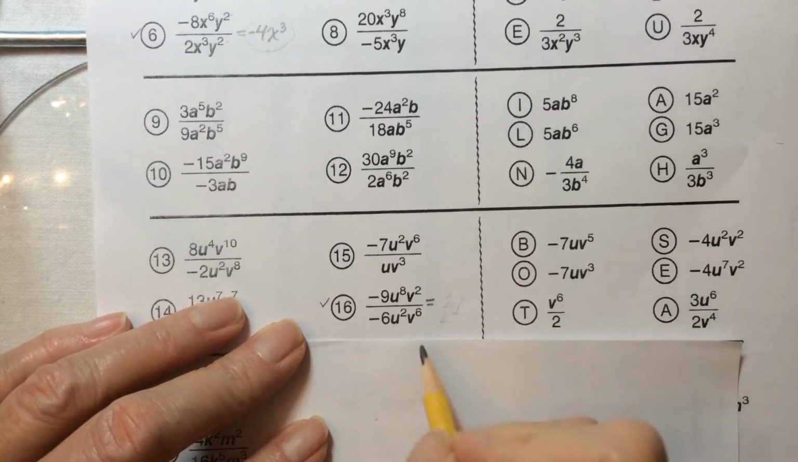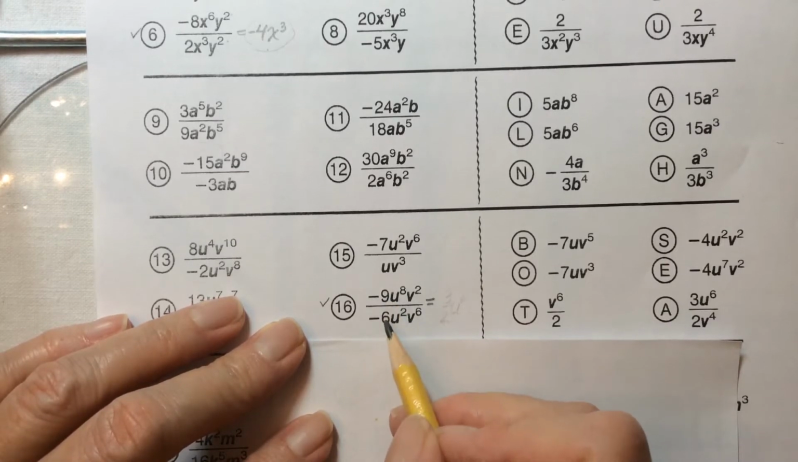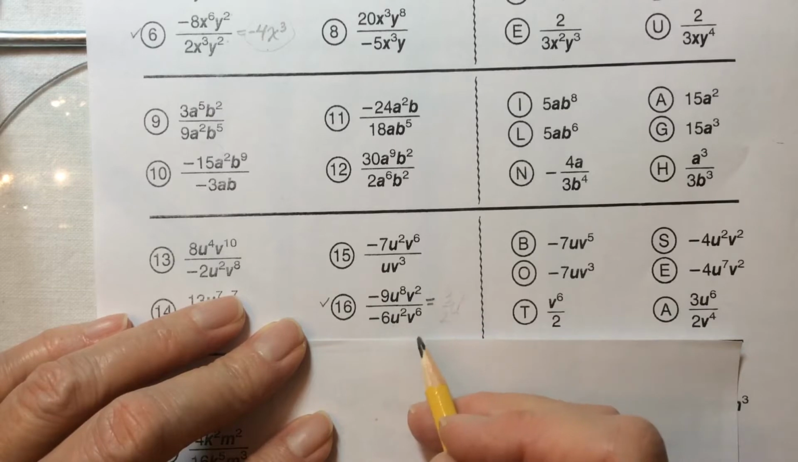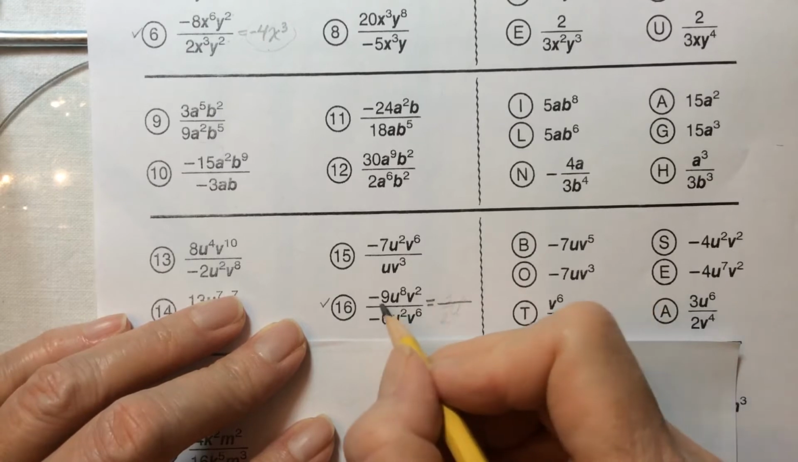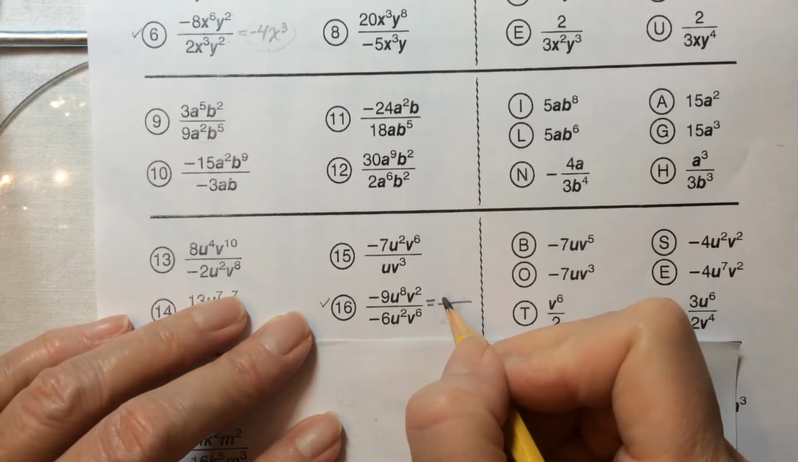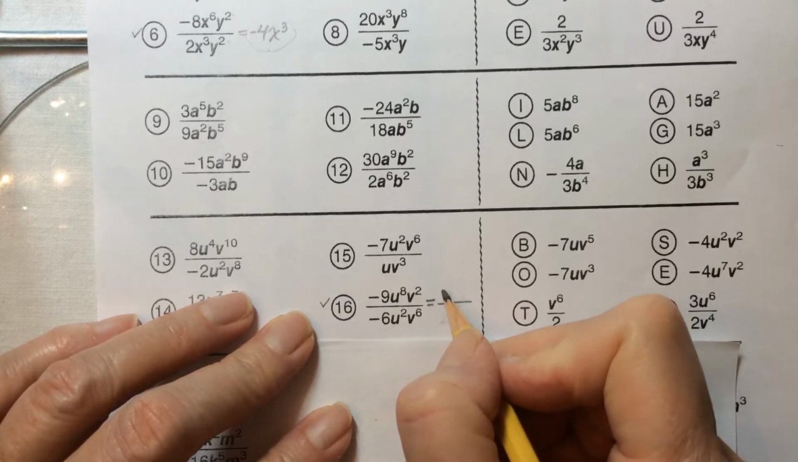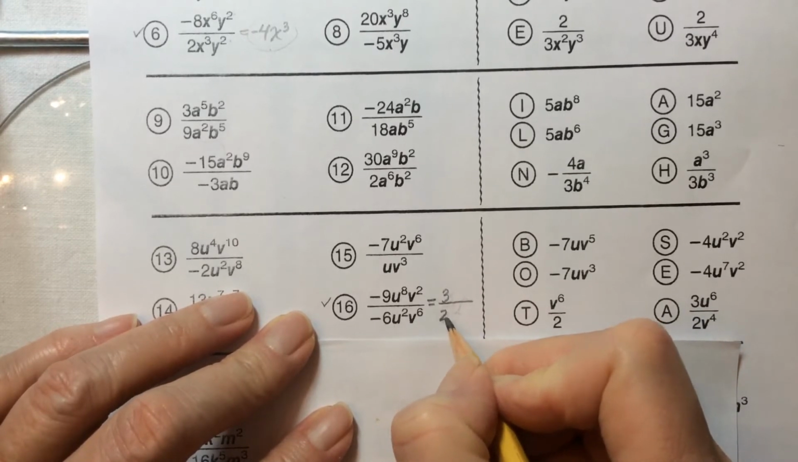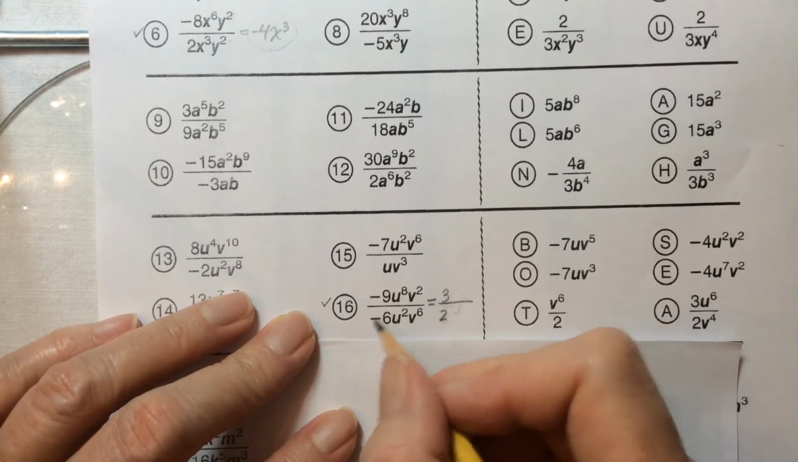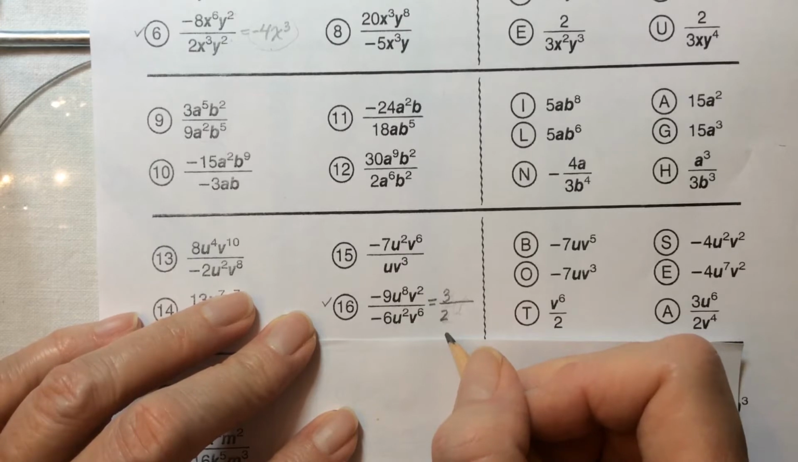And one more thing we should remember, that a negative divided by a negative ends up with a positive. So let's draw a line there. And since we know that 9 divided by 3 is 3, we'll put 3 up there. And 6 divided by 3 is 2. And since we know that the negative divided by negative is positive, I just made this positive.